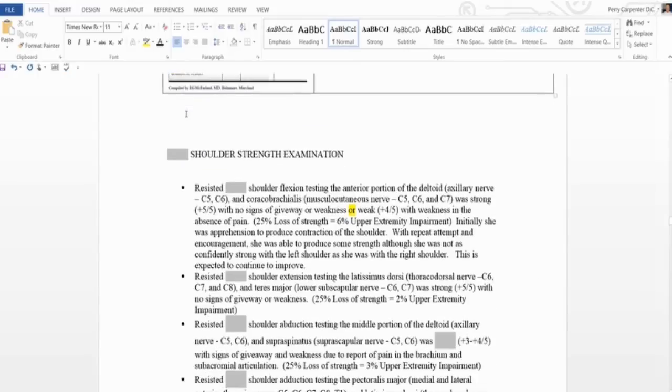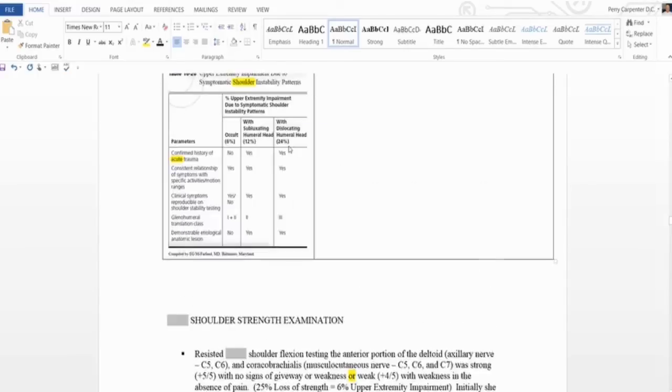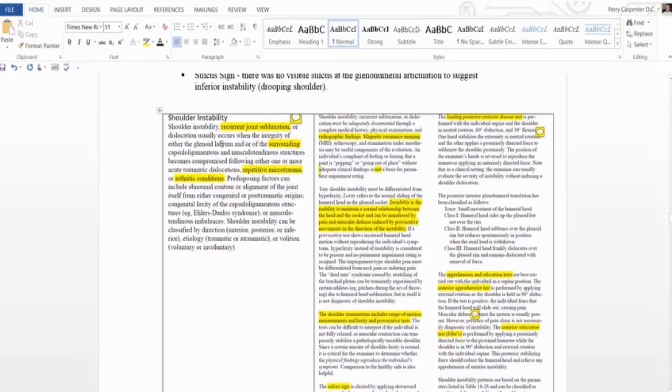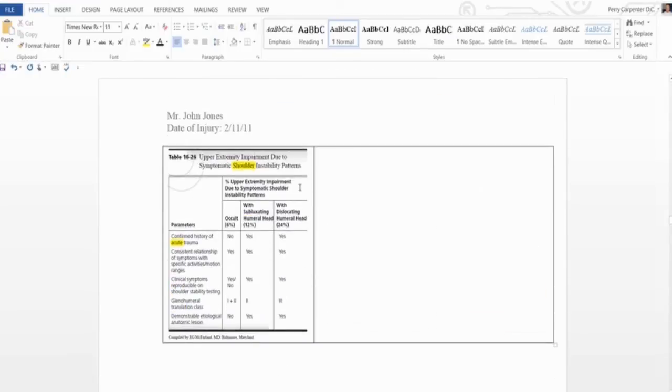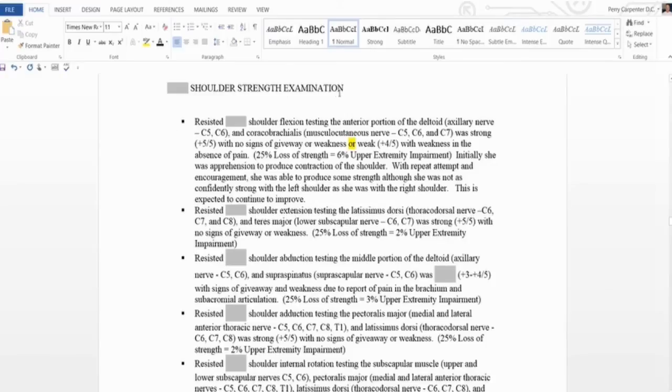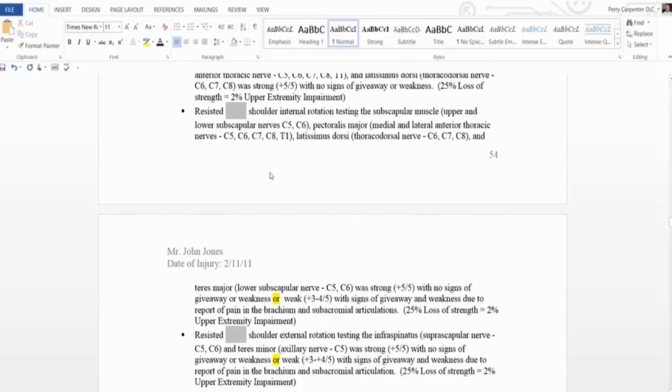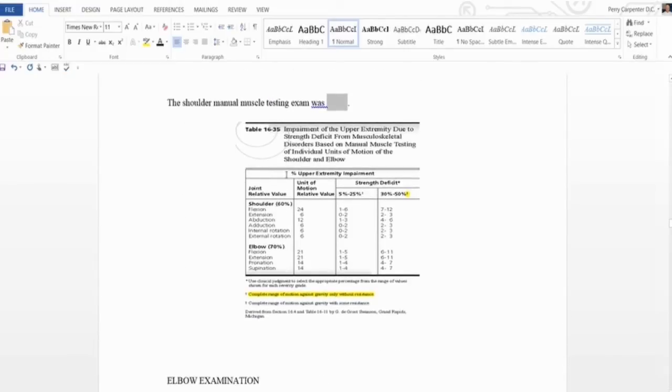This is table 16-26. And wherever possible, include descriptions from the AMA guides in your template, as well as the tables. As another example, one of the permanent impairments for the shoulder is loss of strength or weakness. So here is your shoulder strength examination template, which describes all of the muscles, all of the nerves, for all of the motions, and includes table 16-35, where you can quickly refer to the permanent impairments. Okay, so I think that gives you a good idea how to structure your examination.